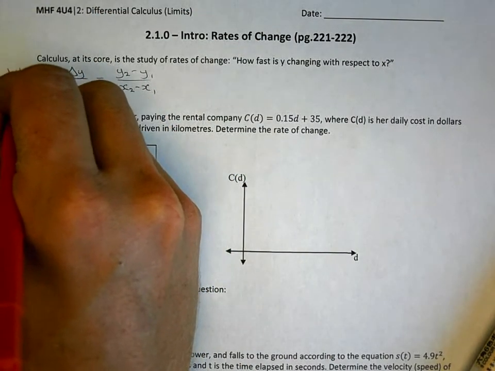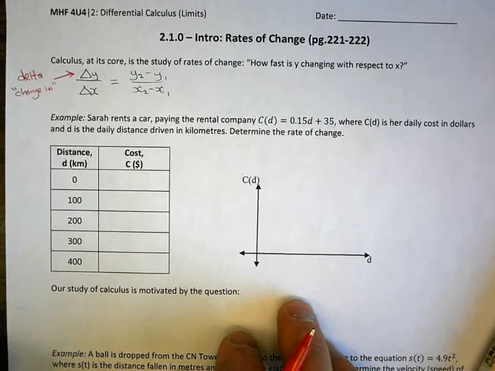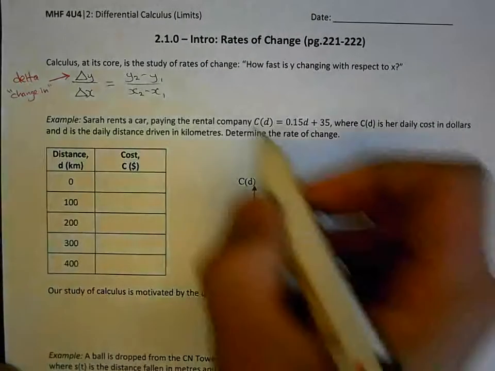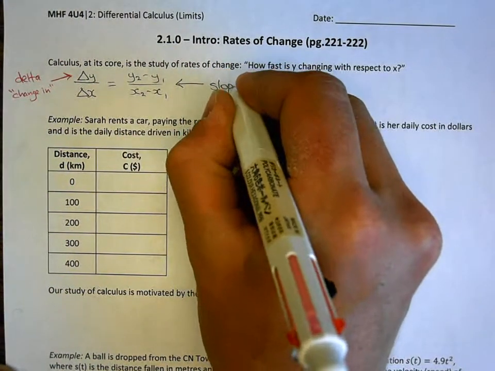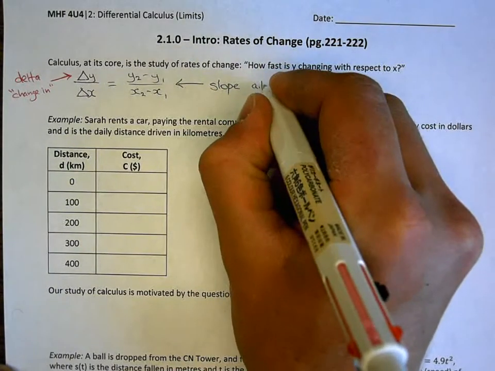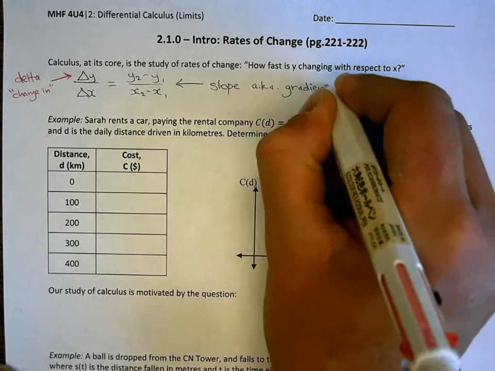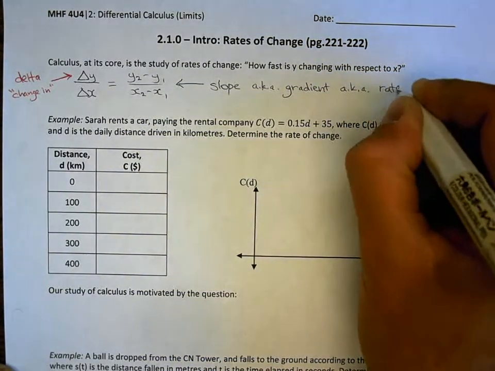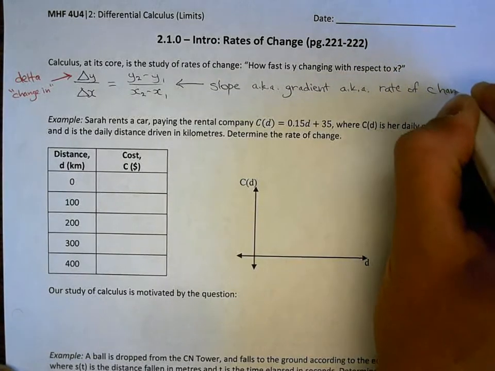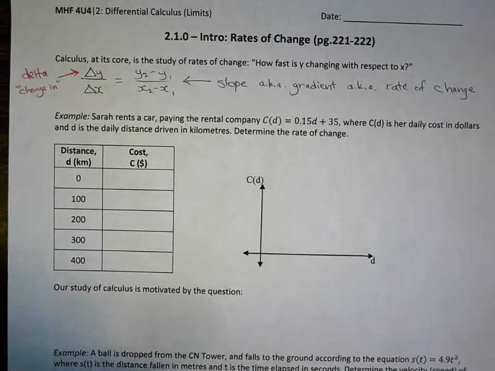Delta is, you would say, a change in y over change in x. And there's the formula. And that's our slope formula. So that's really what calculus is about. It's all about slopes. It's also known as the gradient. Also called the rate of change. So in some ways you're already familiar with the basic ideas of calculus.